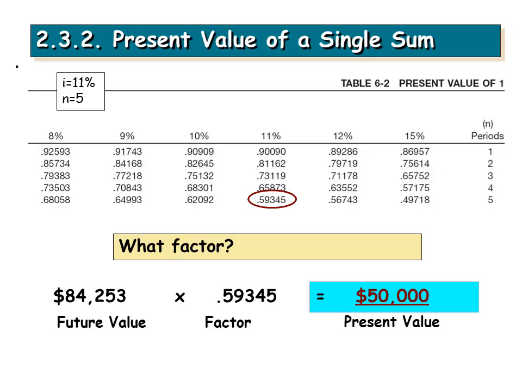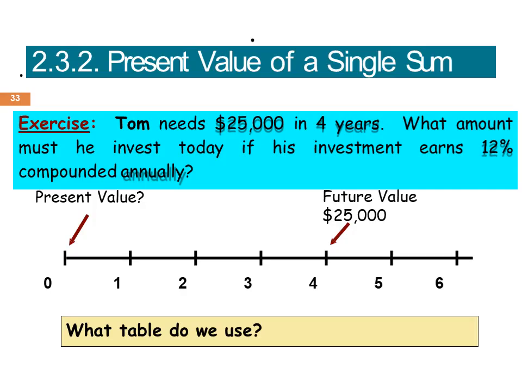Also you can get it by using future values. Present value is equal to future value, that is $84,253, over 1.11 to the power of 5. If you divide this, you get about 50,000, something like that, as present value. That is the same. So you can get it in 3 ways. Easily you can get it by using the simple formula, but there is a different formula.